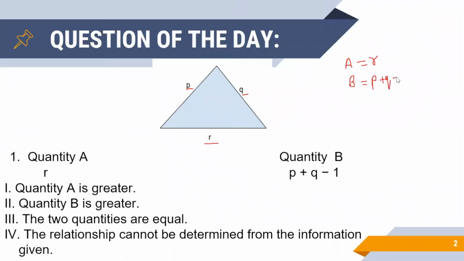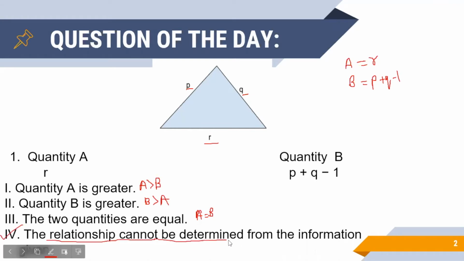Next, we are asked to determine if A is greater than B, that is option 1, or if B is greater than A, that is option 2, or if A is equal to B, that is option 3, or if the relationship between A and B cannot be determined from the given information, that is option 4.